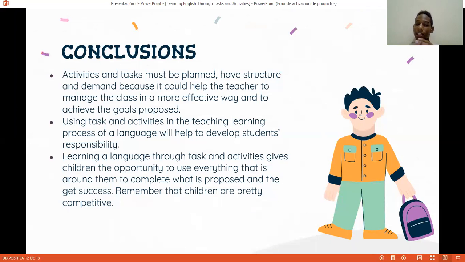Second, using tasks and activities in the teaching learning process of a language will help the students to develop their responsibilities. Okay, if we present different tasks or activities in our classes, we can try to help our students to be more responsible with those activities. So in that way, they will try to make the biggest effort to complete the activity.